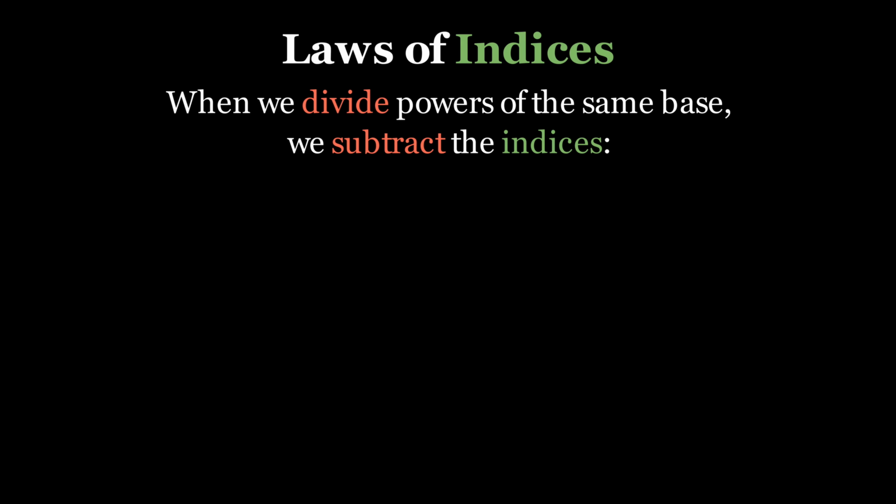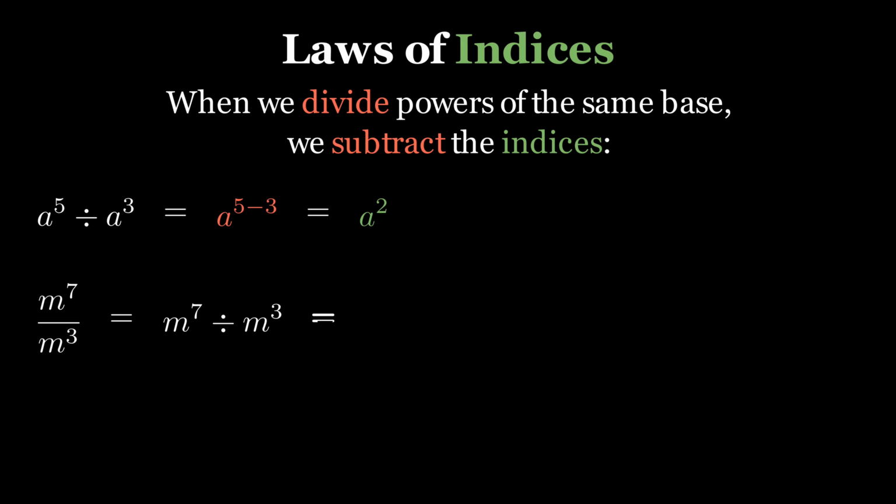A good example of that could be a to the power of 5 divided by a to the power of 3. What we do is the opposite of multiplication. We subtract the powers and this should be equal to a to the power of 2. Now, what happens when we have a fraction? Like for example, m to the power of 7 over m to the power of 3. We can write that as m to the power of 7 divided by m to the power of 3. Like we did before, we subtract the powers and this should be equal to m to the power of 4.